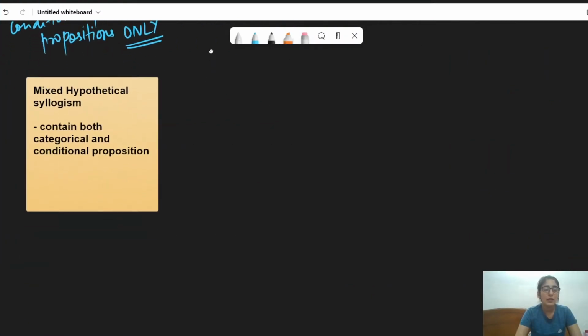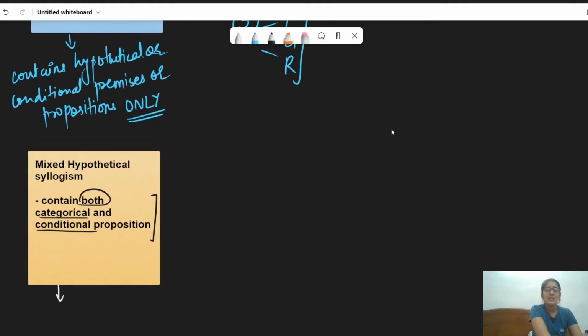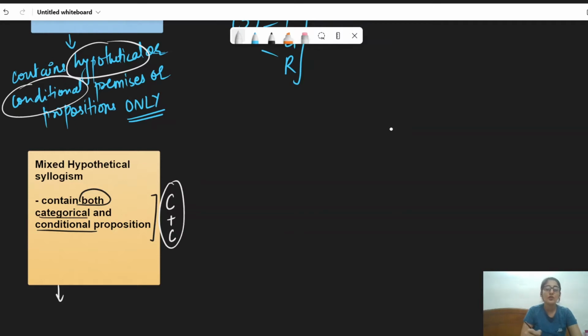Mixed hypothetical syllogism. What exactly is a mixed hypothetical syllogism? Let's understand that. Although it's already written here, let's get familiar with this. It contains both categorical and conditional propositions. If it's asked in the exam, remember the difference: the pure one is only dealing with hypothetical or conditional premises, but here you find both categorical plus conditional propositions used in a mixed hypothetical syllogism.